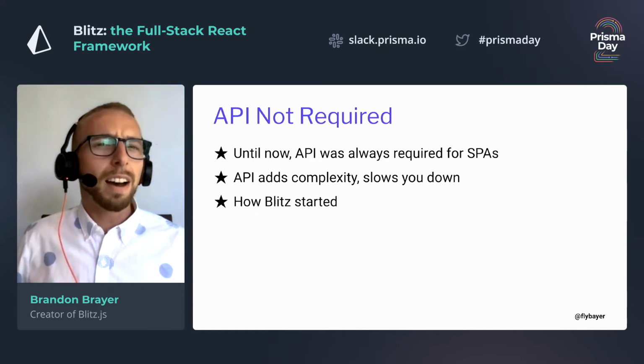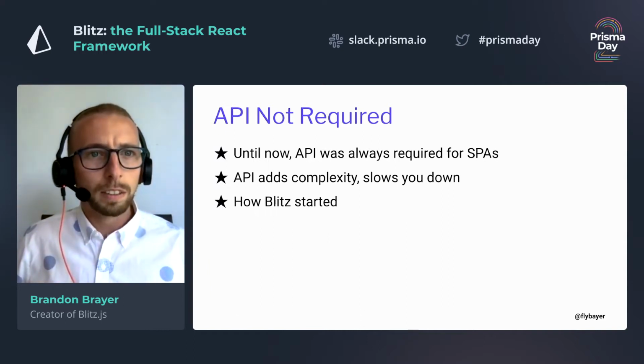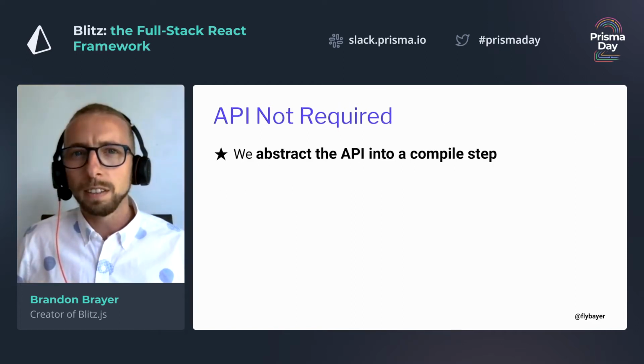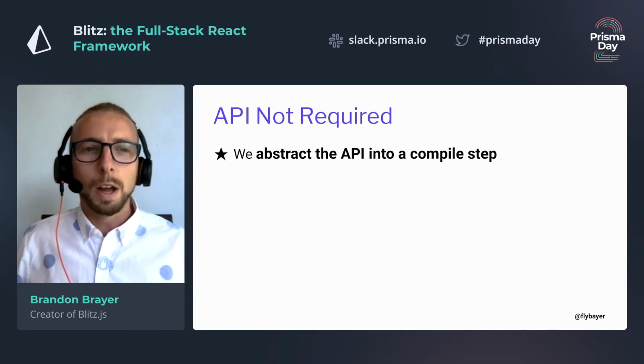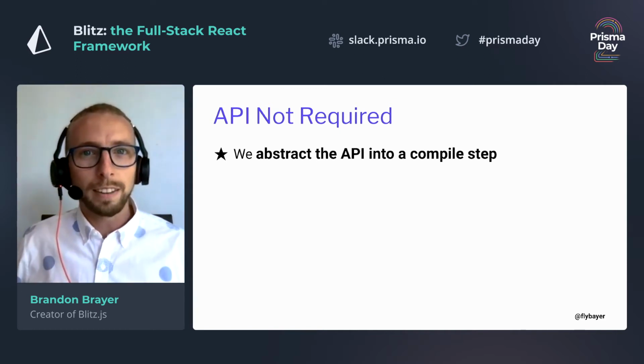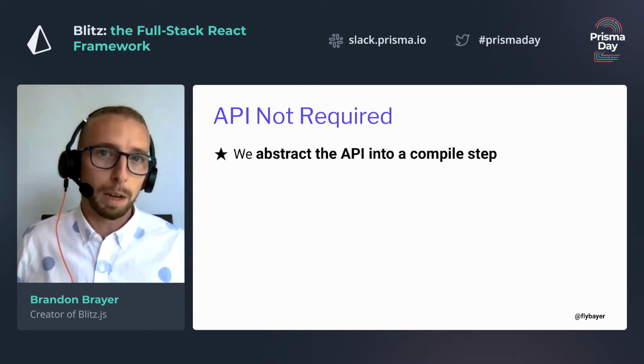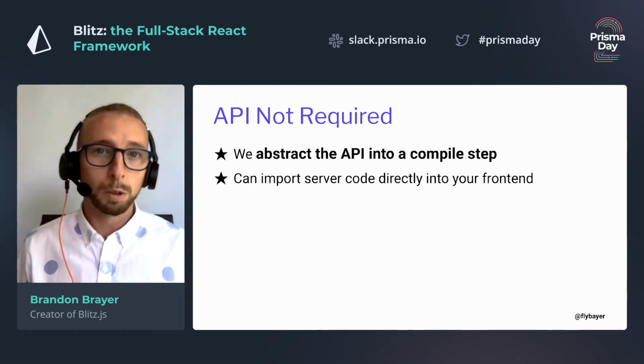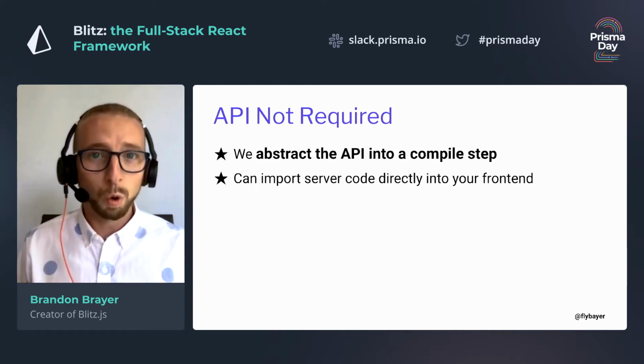All right, now how does this actually work, right? Because how can we just get rid of the API for a React app and still have client-side rendering? That sounds ridiculous. But how we do it is we abstract the API into a compile step. This allows you to import your server code directly into your front-end React components, and it just works.